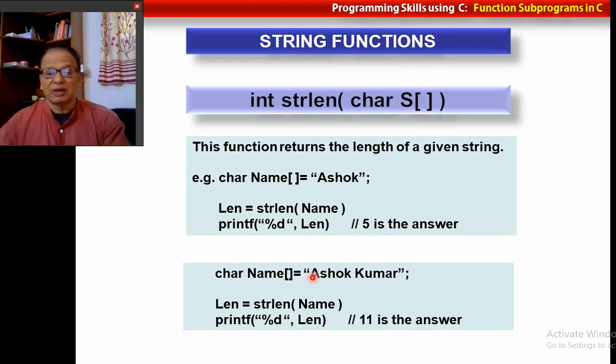Here is one more example. Ashok Kumar is assigned to a character array, and then I want to find out the length of that character array. As you see here, printf percentage d len, and the result is 11. That is nothing but the length of this complete string starting from A to R.